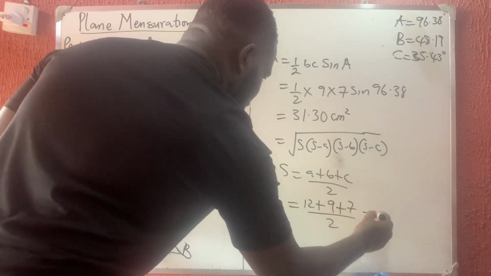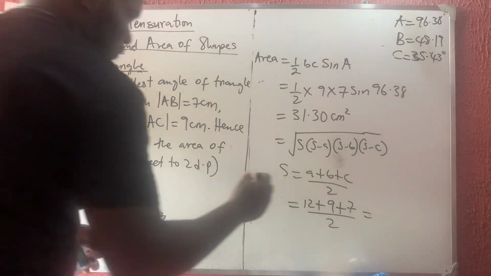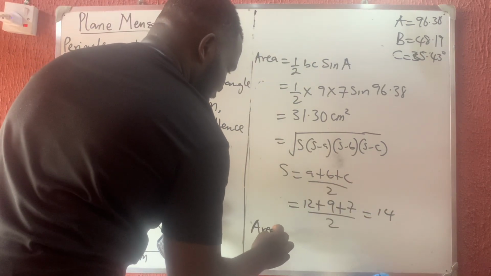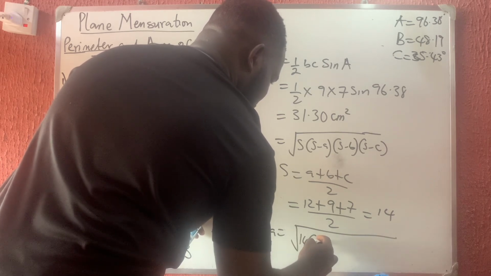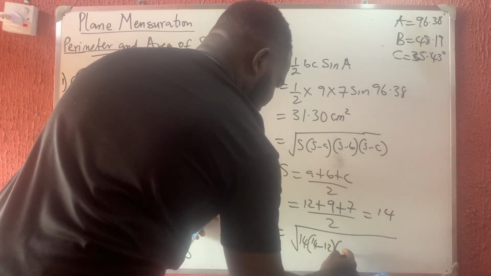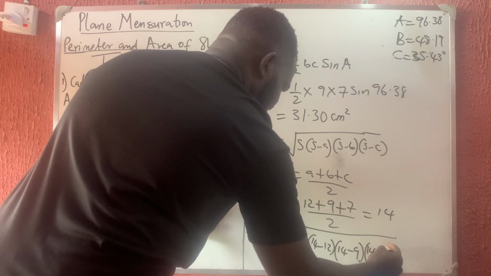So what do we have? Add it up. Sorry, 12 plus 9 plus 7, then divided by 2. So I have 14. So this is 14 here. So therefore the area is now the square root of 14 in bracket of 14 minus 12, in bracket of 14 minus 9, in bracket of 14 minus 7.